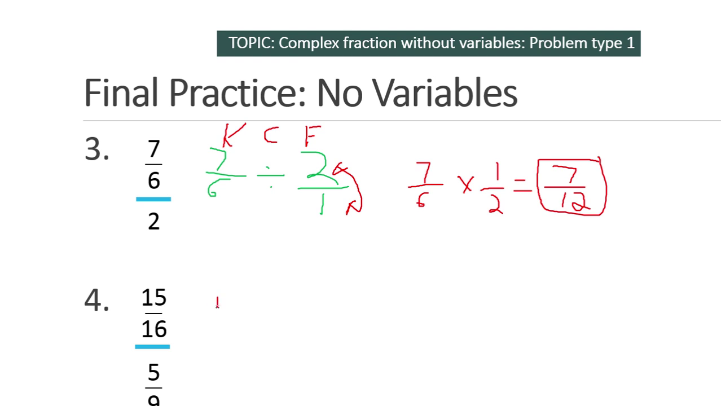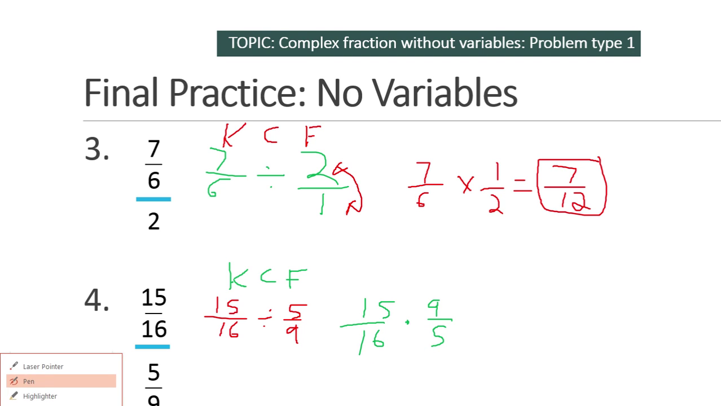So when we look at this, we're going to say 15 over 16 divided by 5 over 9. Okay. Then again, we do our keep, change, flip. Okay. So we get 15 over 16 times 9 over 5. Now, if you can cross-reduce, I would recommend it.